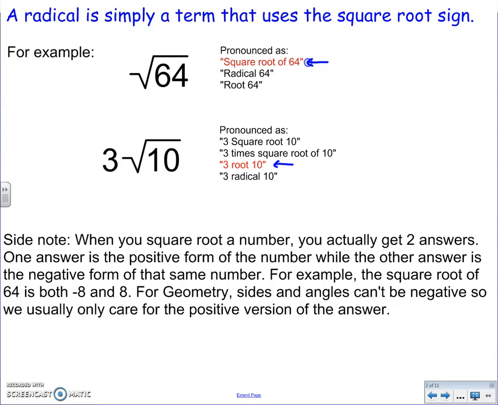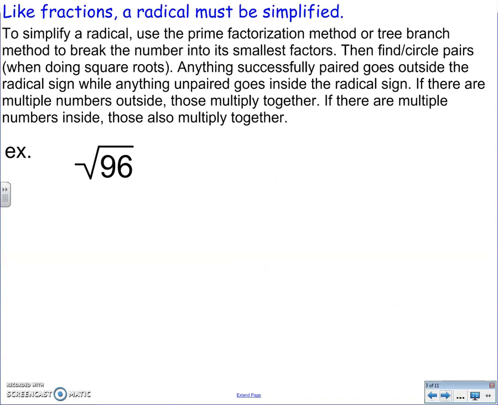Alright, so for geometry, sides and angles can't be negative, so we usually don't care about the negative version. And like fractions, a radical must be simplified.